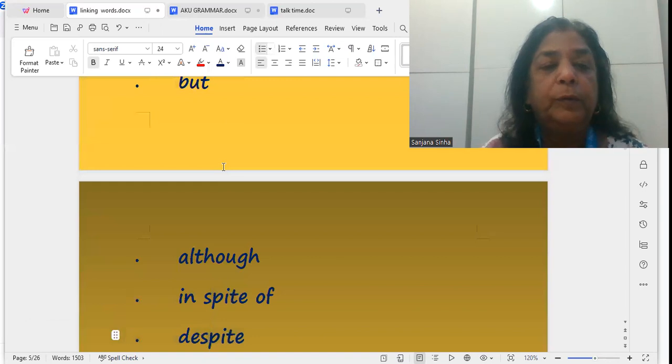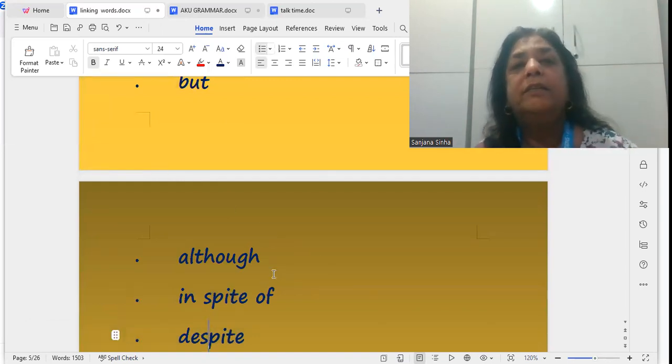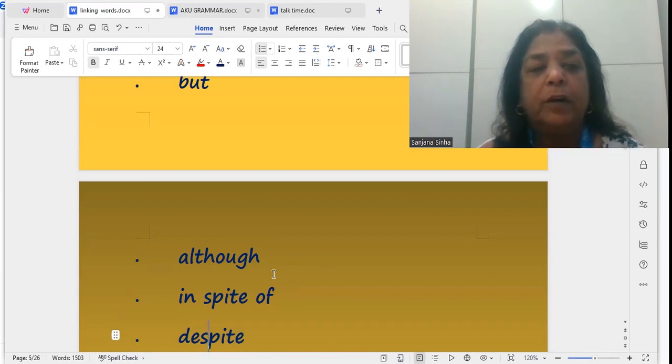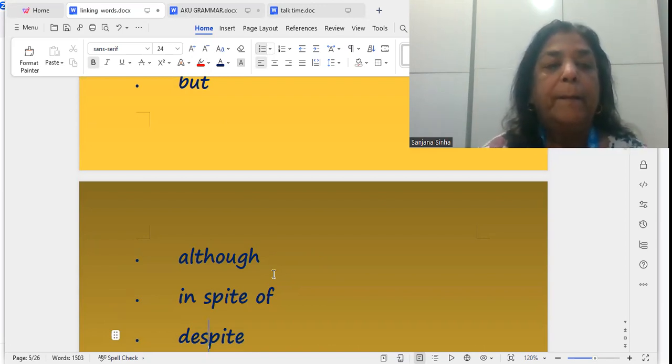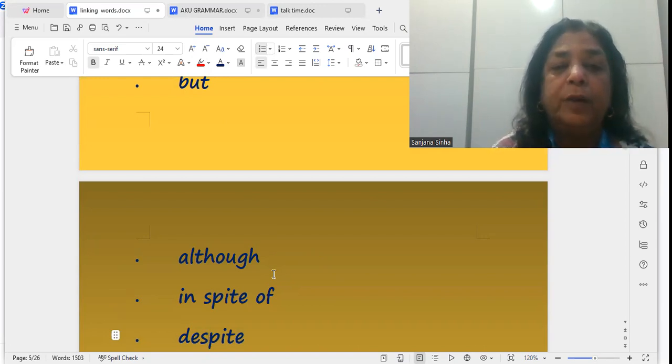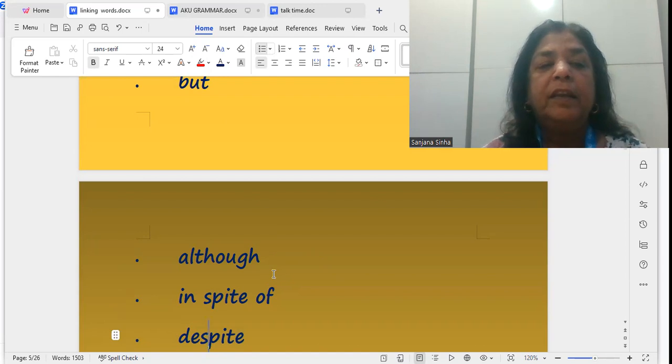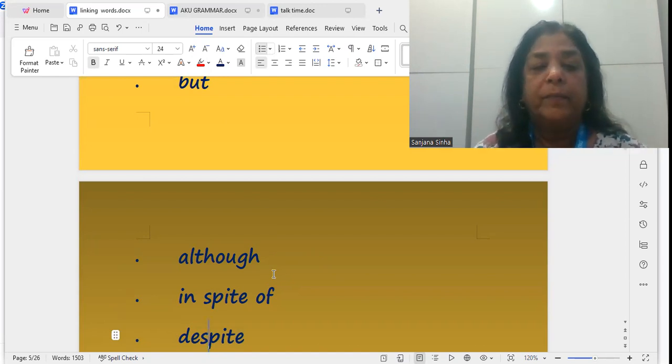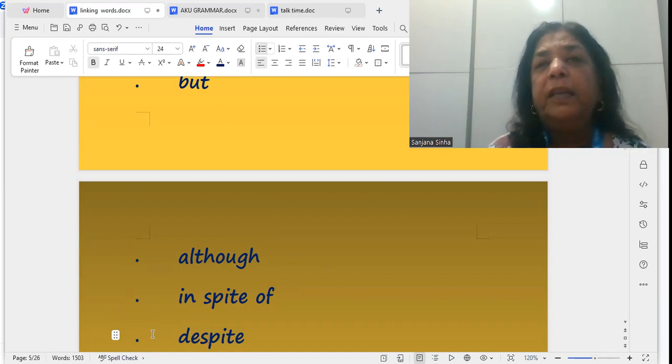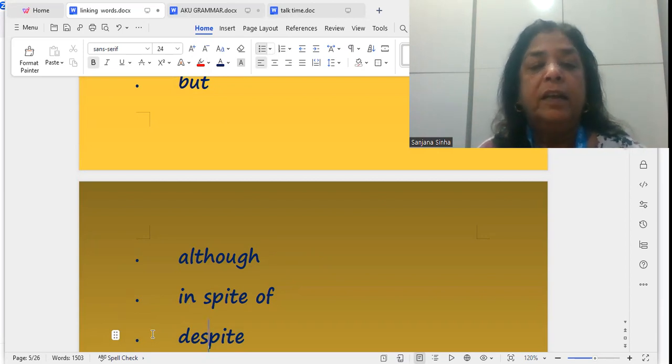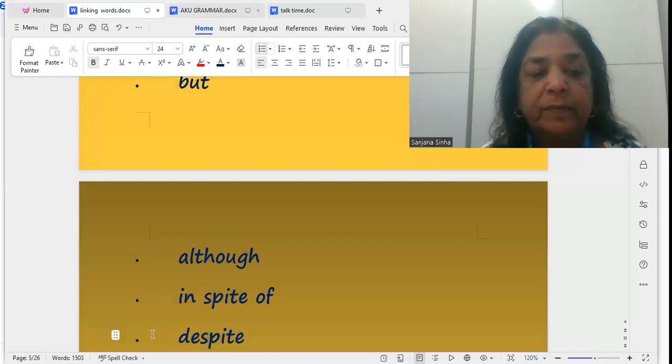The uses of although. Although she is sick, she still managed to come. Although she is sick, she managed to come. It means बीमार होने के बाद भी वो आई है. In spite of is the same thing. In spite of being sick, बीमार होने के बावजूद भी उसने बहुत अच्छा presentation दिया. In spite of being sick, she made a very good presentation.